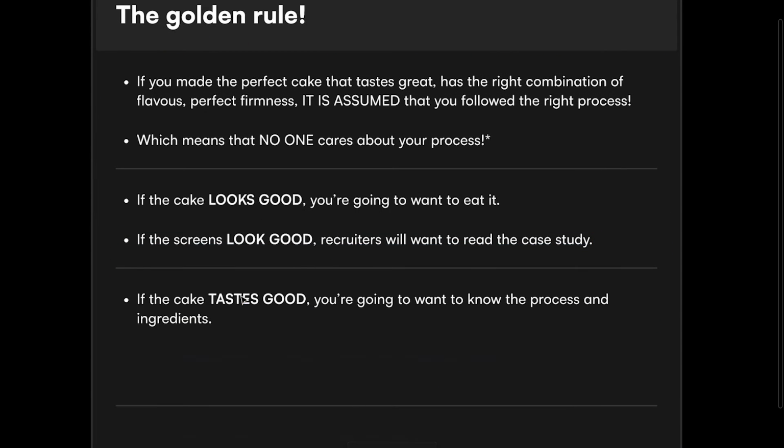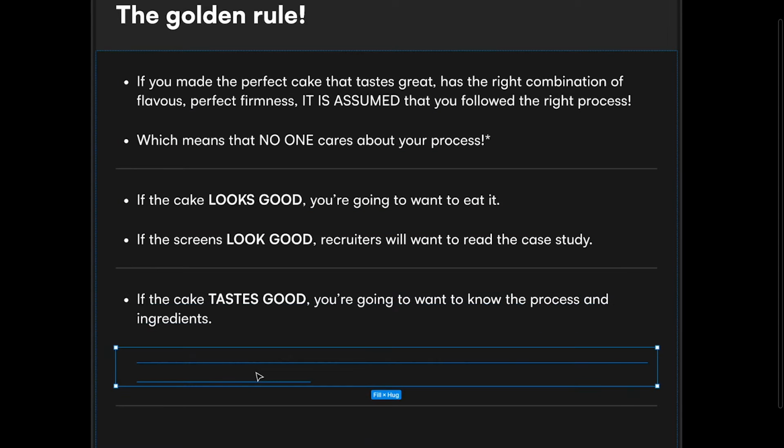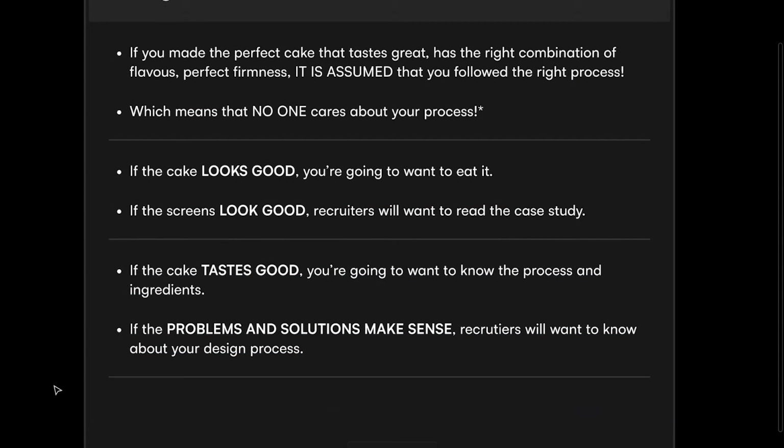All right. I'm going to go another step further. Now let's say you ate the cake, and if the cake tastes good, you're going to want to know the process and the ingredients used to make the cake, right? So to put that into context, if the problems and solutions that you solved in your case study actually make sense, recruiters will want to know more about your design process, right? So there's a connection over here. First, the screens need to look good. And if the screens look good, they're going to want to understand, okay, fine, the screens look good, so what were the problems and solutions that you tackled over here, right? I'm willing to give you my time to understand more about the problems and solutions, because I know that you can come up with great screens.